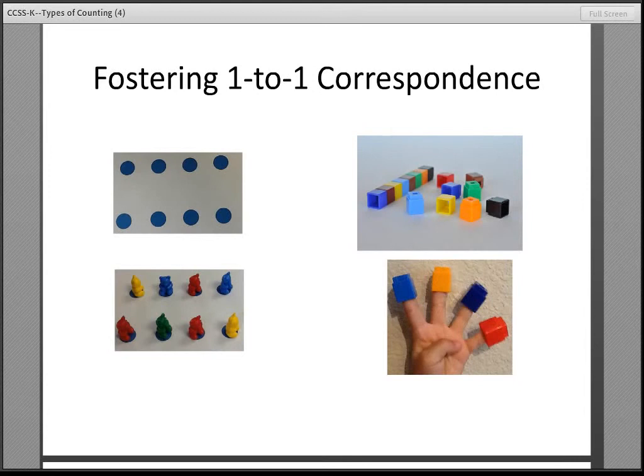Now, these tasks can improve one-to-one correspondence, but it still doesn't guarantee that they will be counting meaningfully, or that they will even recognize that the number 4 is the combined group of all of the objects that they just developed.